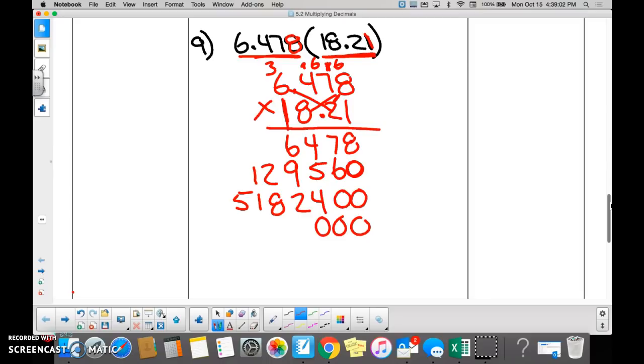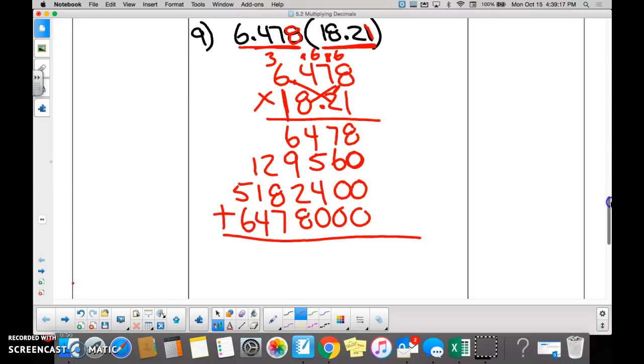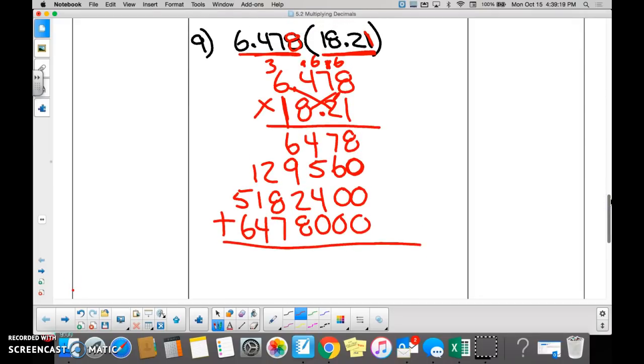So all my answers are going to start right there. 1 times 8 is, I'm going to get rid of this arrow. 1 times 8 is 8. 1 times 7 is 7. 1 times 4 is 4. 1 times 6 is 6. Woo! Add them all up. I know this is a big, long problem, but you have to know how the process works.